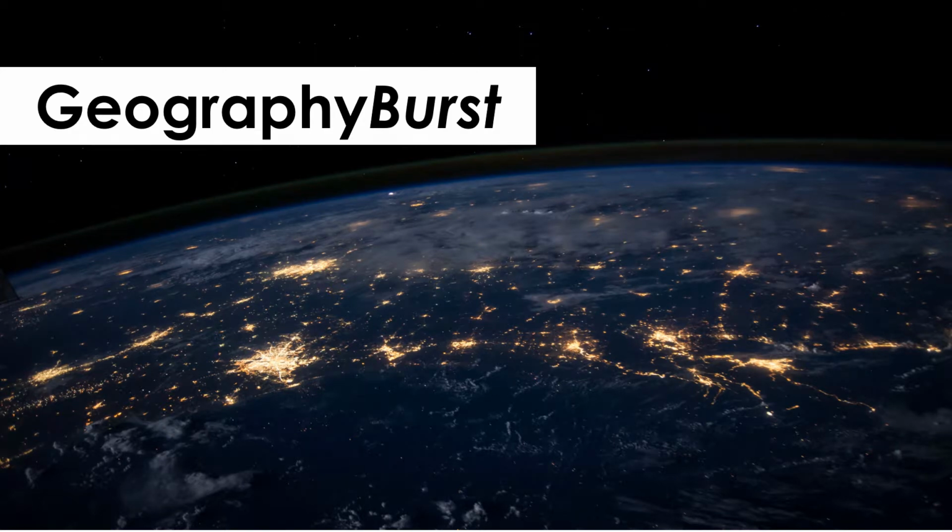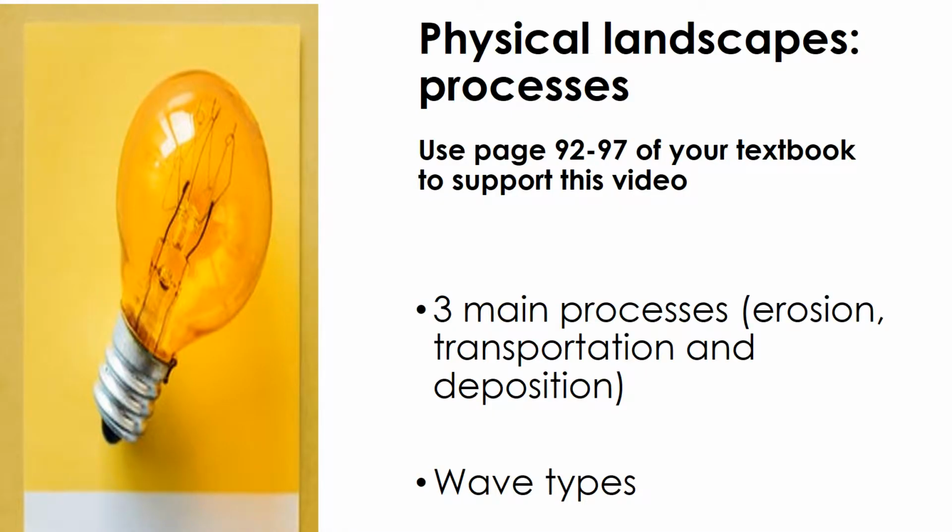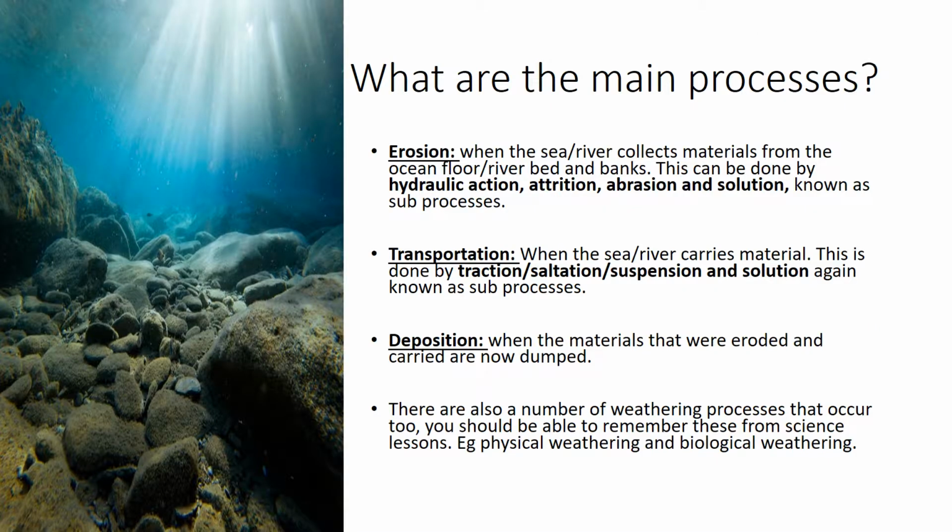This GeographyBurst video will look at physical landscapes, the processes. Please use pages 92 to 97 of your textbook to support this video. Three main processes: erosion, transportation and deposition. Then we will look at the wave types. So what are the three main processes?